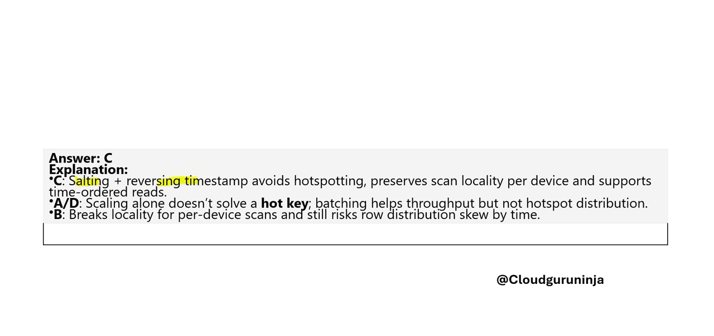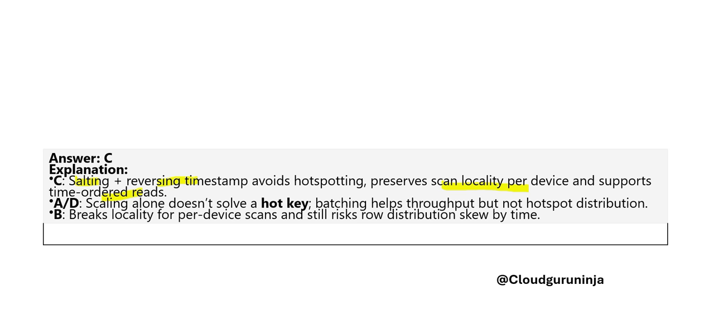Now we will look at timestamp reverse. That means the last record, you reverse the timestamp so it appears first. That way you can avoid hotspotting. It also preserves scan locality per device, and it supports time ordered reads.